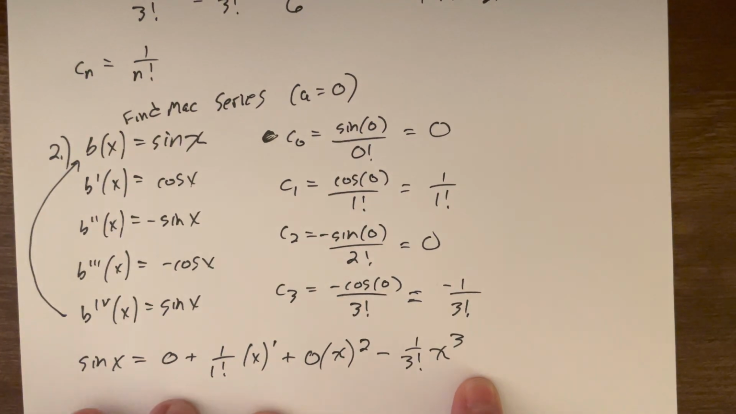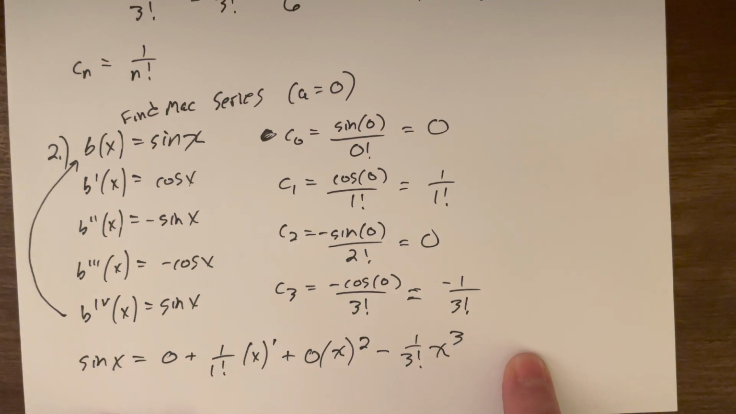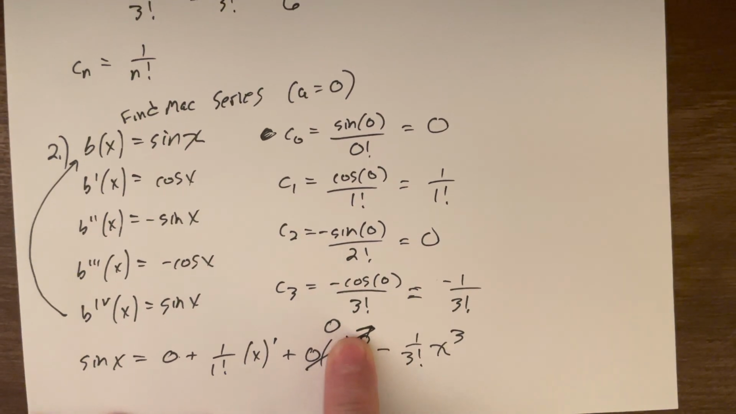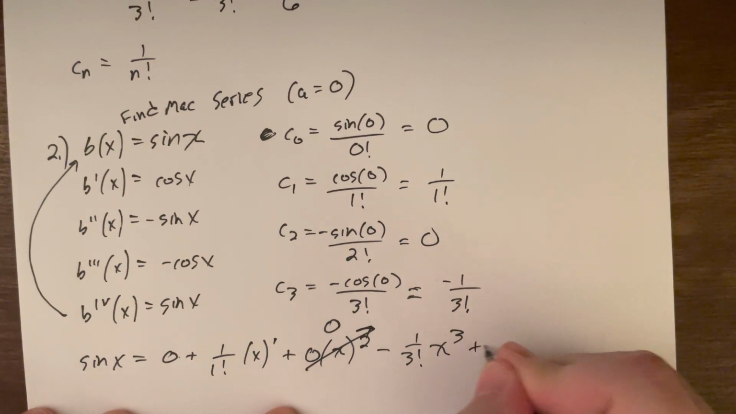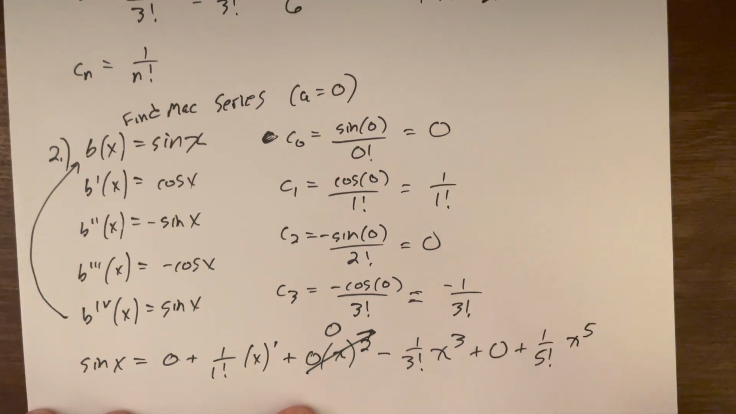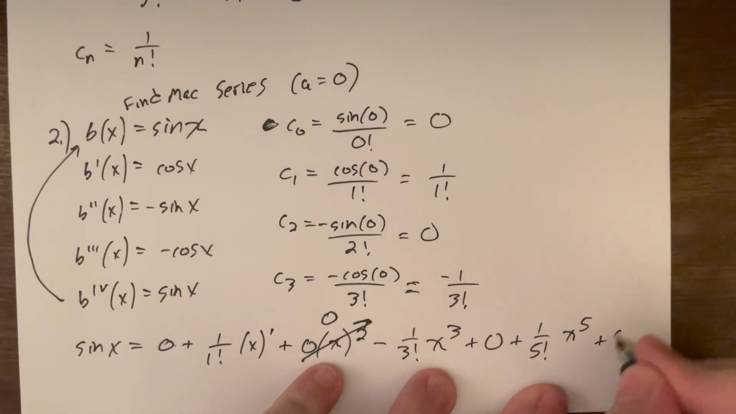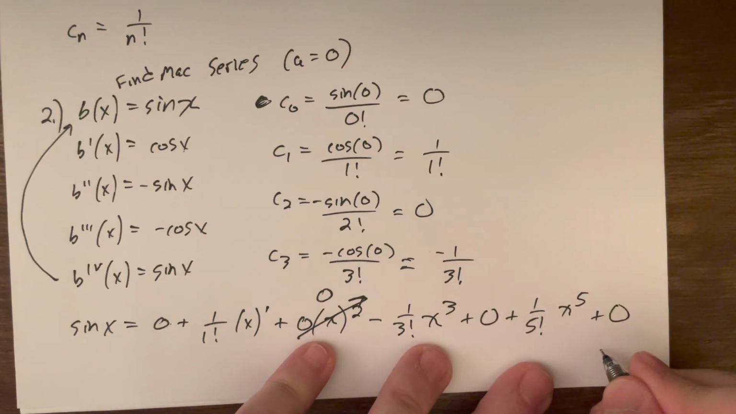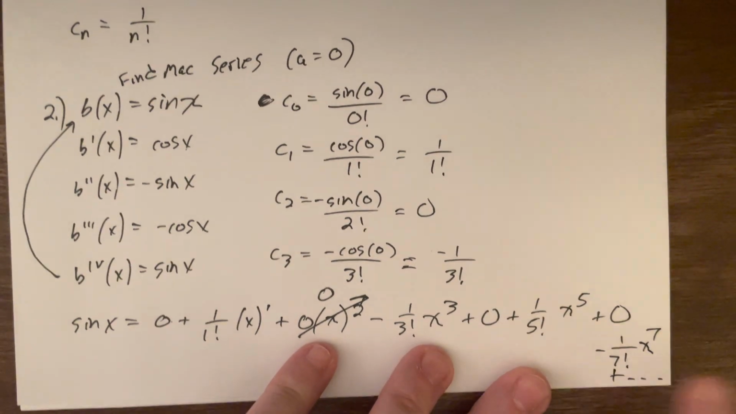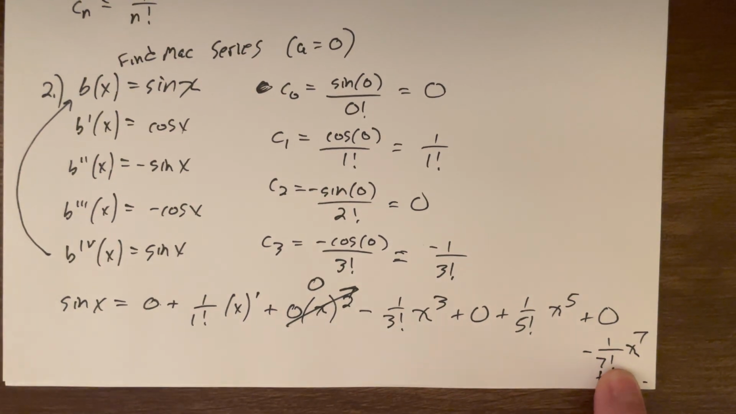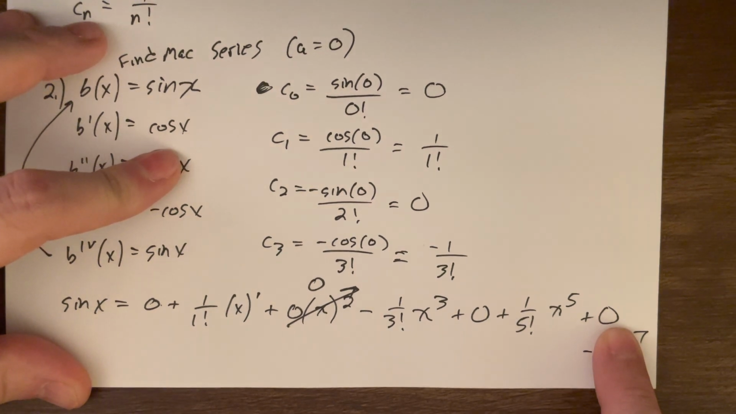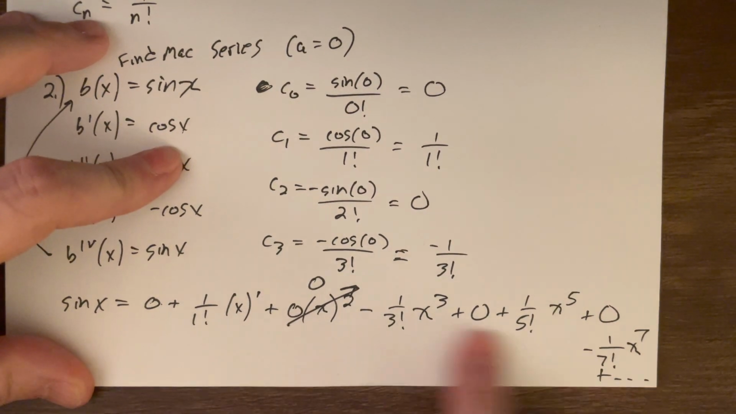But here's the point. This continues, but notice what happens. This is 0. This is also 0. If I keep going, my fourth term would be 0. Then I would have plus 1 over 5 factorial x to the fifth. Then my sixth term would be 0. And then my seventh term would be minus 1 over 7 factorial x to the seventh. And this would keep going. Every other term is 0.